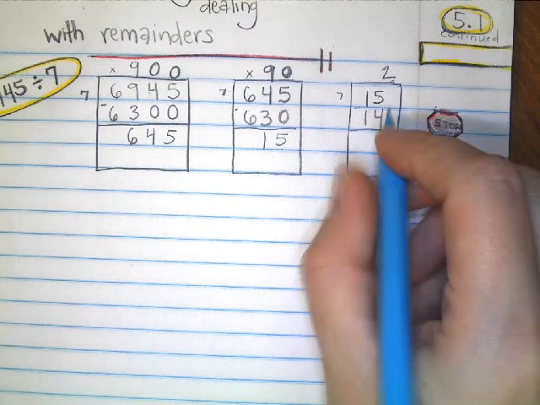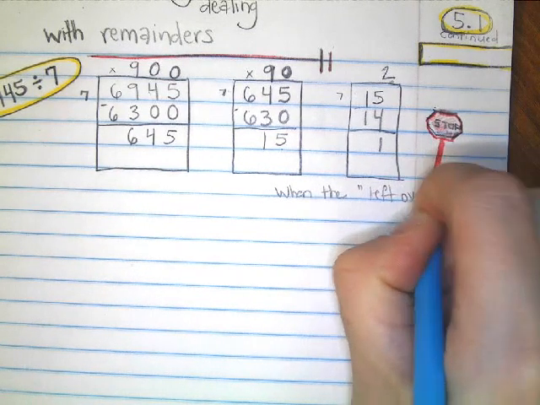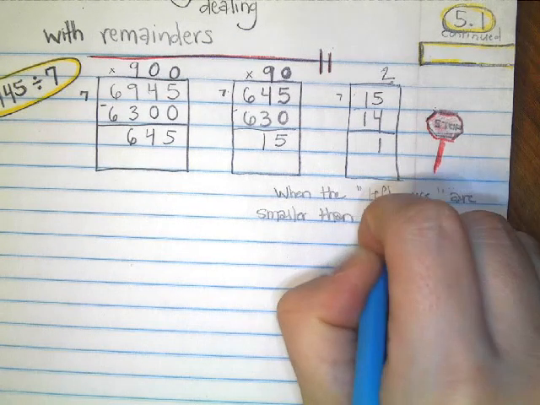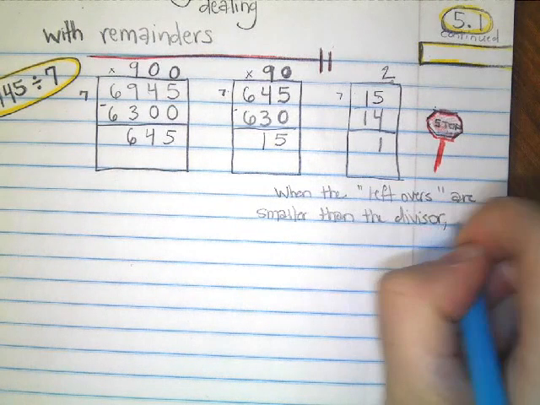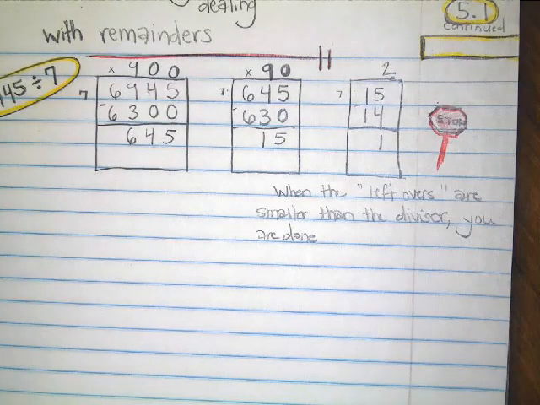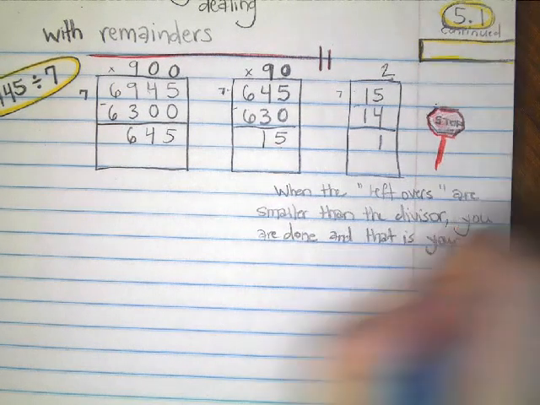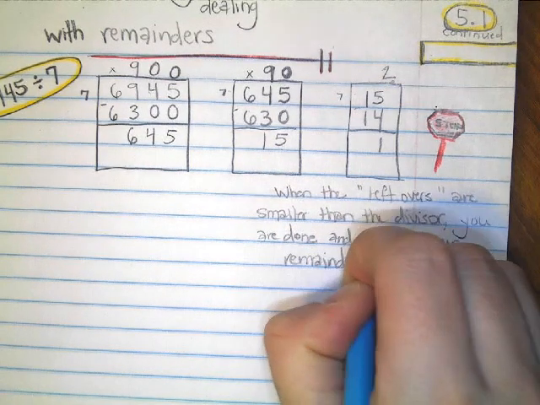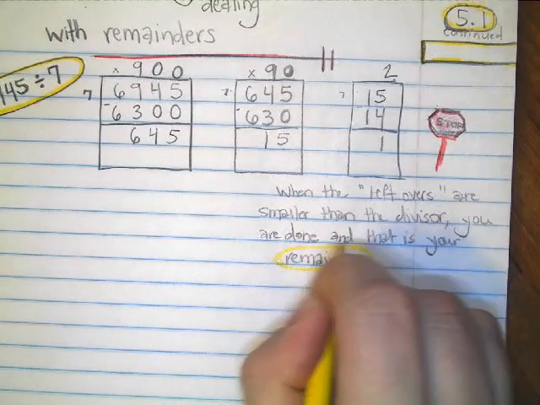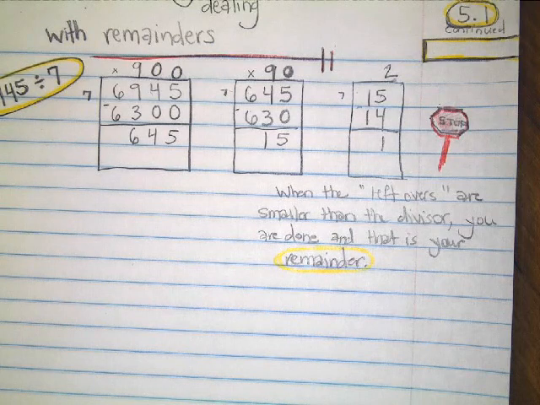So I'm going to write, when the leftovers are smaller than the divisor, you are done, and that is your remainder. Will you then circle the word remainder with yellow, and also go up into the place value box where we had one left over and circle the actual remainder, one, in yellow.